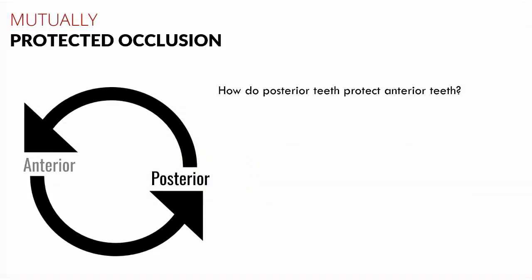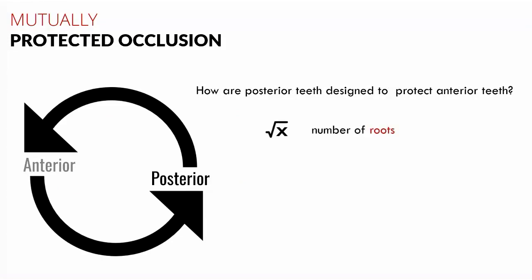So how do posterior teeth protect anterior teeth? The better question is, how are the posterior teeth designed to protect the anterior teeth? So let's look at a few differences here, okay? We'll start with the number of roots. How many roots do your maxillary molars have? 3. Okay. How many roots do your mandibular molars have? 2, right? And then the remaining anterior teeth, we generally almost always have 1, right? So single-rooted incisor, single-rooted canine, okay?